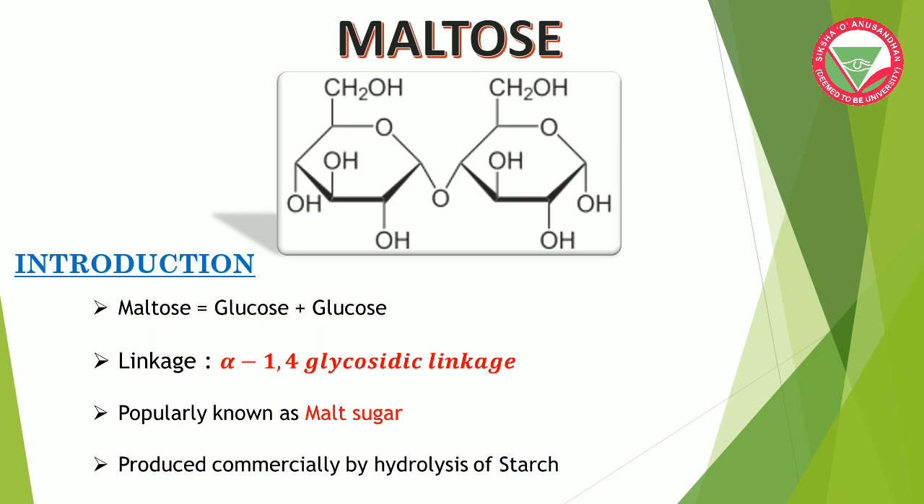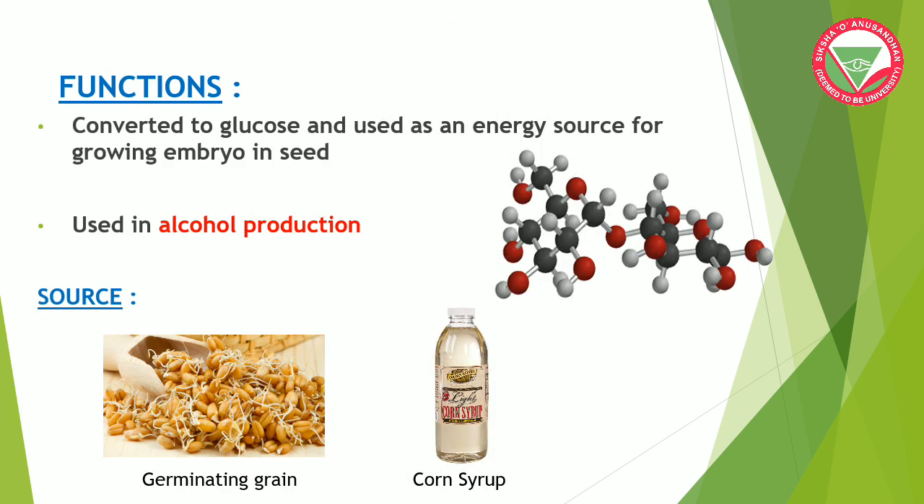Maltose is acted upon by maltase enzyme. It is an intermediate substance in starch hydrolysis. The main source of maltose is germinating seeds. Maltose is used in brewing industries.